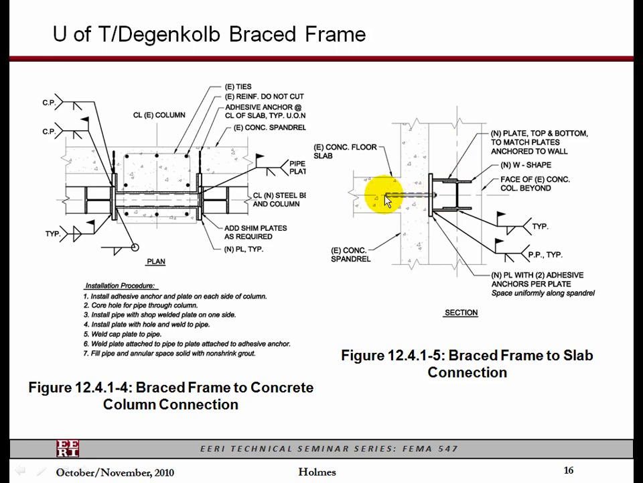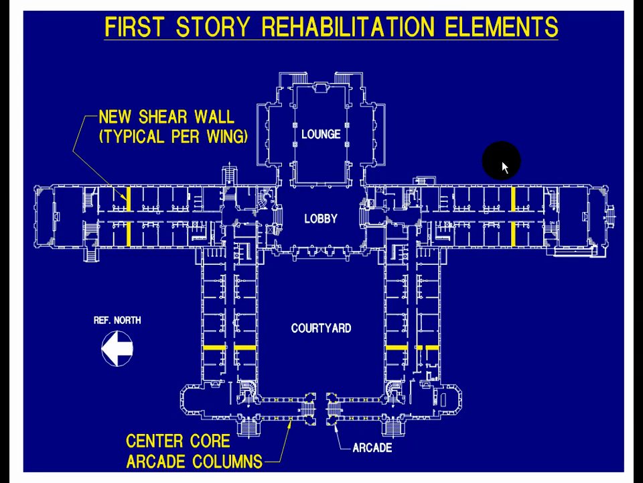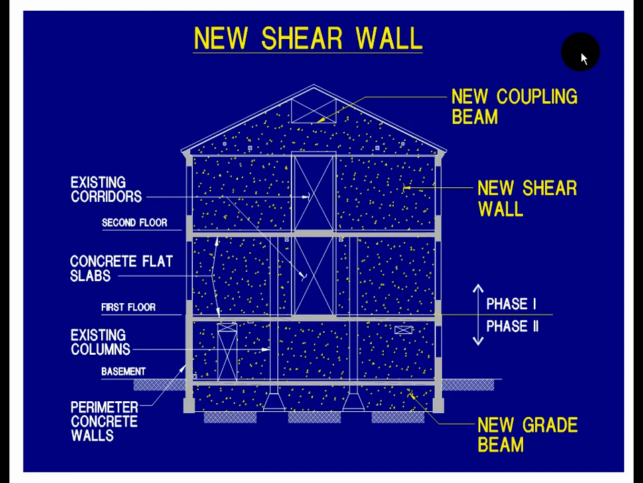This is a section. So these are the slabs. So this is the diaphragm getting the load into these horizontal members. So if you add a concrete or masonry shear wall into a concrete building, there are also some issues. This is a building that we added some concrete walls in, and this is the cross section.